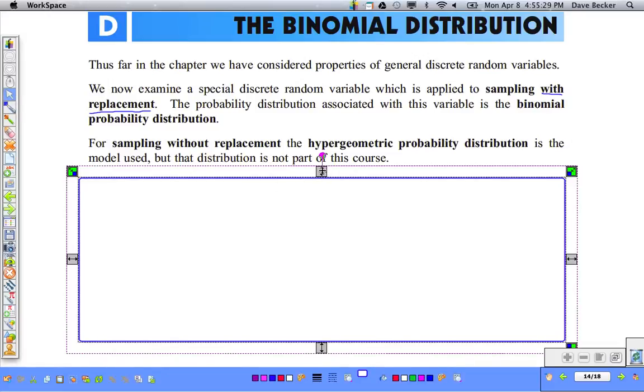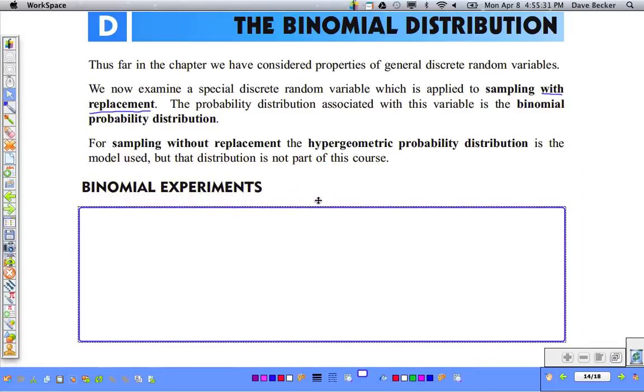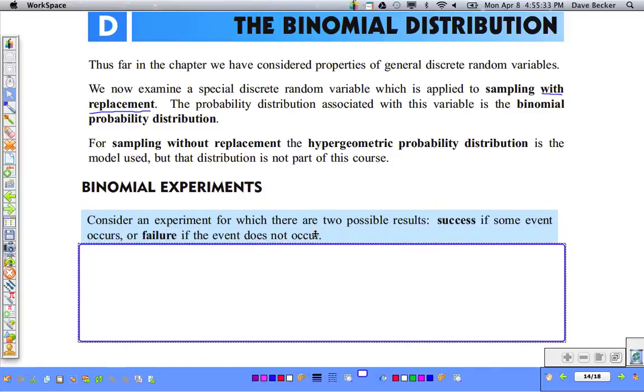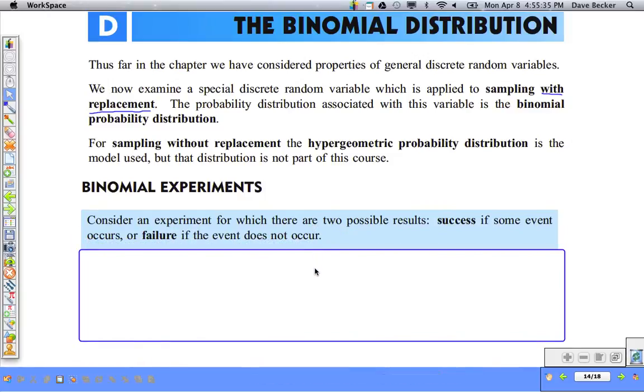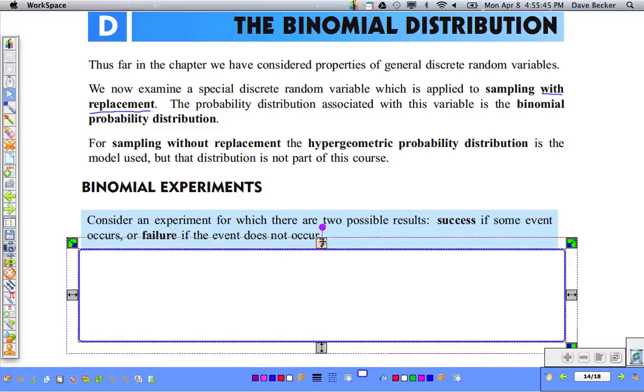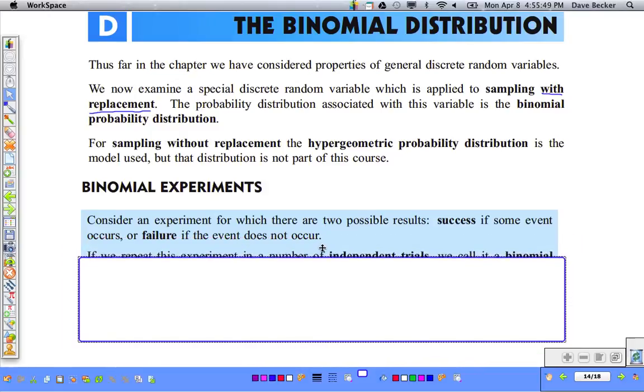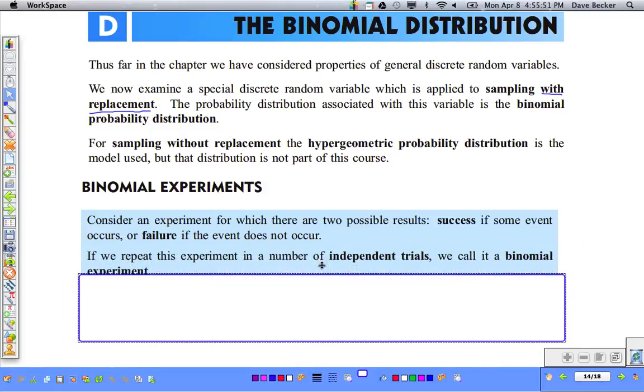So, it is good. Binomial experiments and the binomial distribution are only good if we are doing an experiment with two possible results: success, like drawing a blue marble, or failure, not drawing a blue marble. Okay, very simple. That's the only time you can use a binomial distribution. And they're very, very powerful, makes life very, very easy.